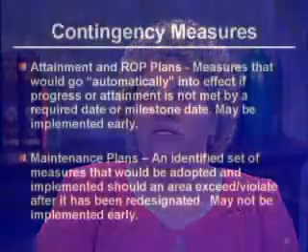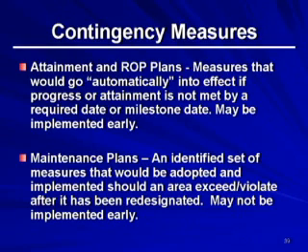Whereas in a maintenance plan, now remember, this maintenance plan is the 10-year projected plan submitted by a state along with a redesignation request. So now, if the redesignation request has been approved and the maintenance plan has been approved, this area has been redesignated back to attainment. What the contingency measures are in a maintenance plan is an identified set of additional measures that would be adopted and implemented if the area were to exceed or violate the standard after it's been redesignated. Now, what's key here is contingency measures of a maintenance plan may not be implemented early.